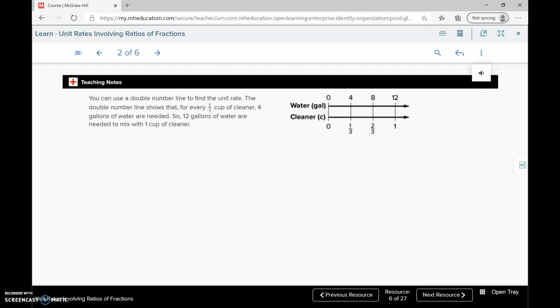The bottom line represents the number of cups of cleaner, how much cleaner you need for the gallons of water. So to have 1 cup of cleaner, I can see that I need 12 gallons of water.